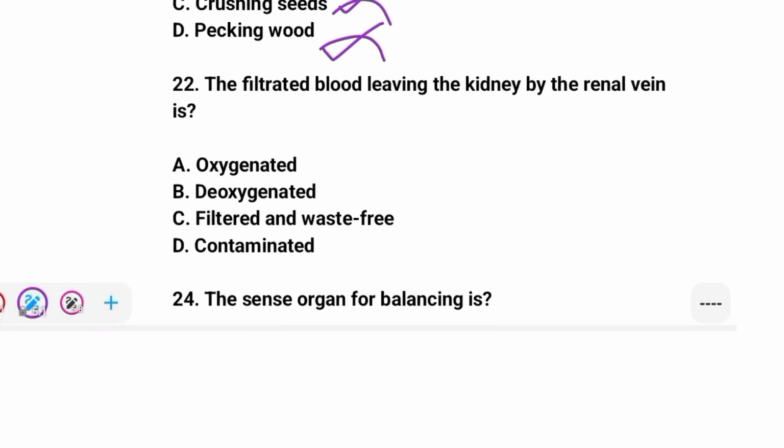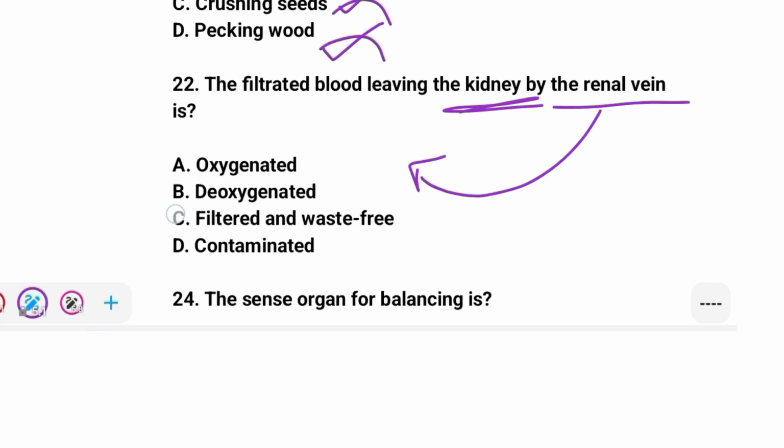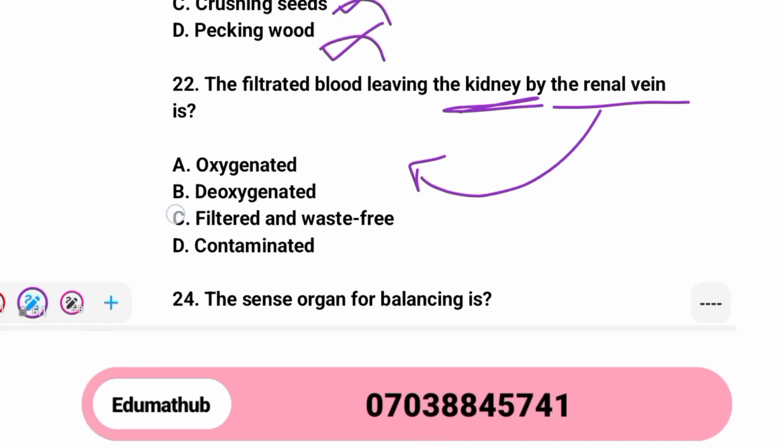The filtrated blood leaving the kidney by the renal vein is dash. Now the renal vein is what carries blood from the kidney back to the heart, while the renal artery carries blood into the kidney. So that renal artery that is bringing the blood, that blood is oxygenated. It has oxygen in it. And also that blood contains products of excretion. So when that blood has been filtered by the kidney, everything will pass to the renal vein. From there, it will go to the heart. But by then, the oxygen in the blood would have been removed because the important nutrients from the blood would have been removed and taken up by the body. So what will be left will be deoxygenated blood. So the answer is option B.